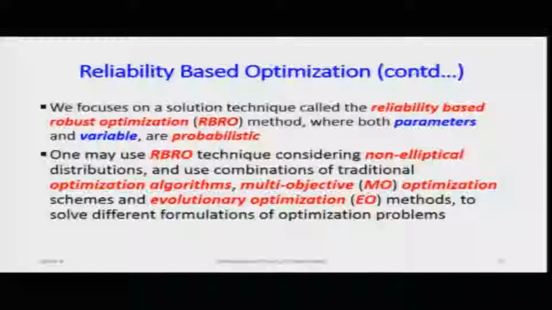Now, here we will consider a very simple technique. Conceptually, I will give you the idea, known as reliability based robust optimization techniques, where both the parameters and the variables are probabilistic. That means they are both unknown. So if you want to use the RBRO, the reliability based robust optimization technique, we can consider the distribution based on which you are going to consider the constraints as non-elliptical or not normal. Now, this is very important. I will tell you why.